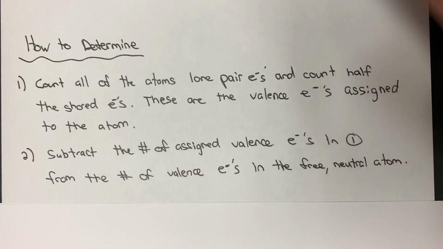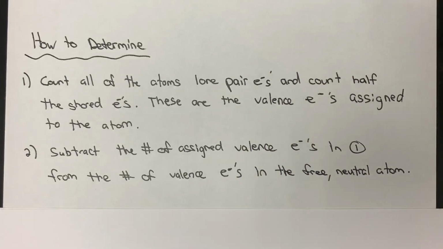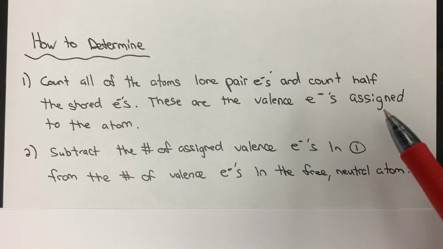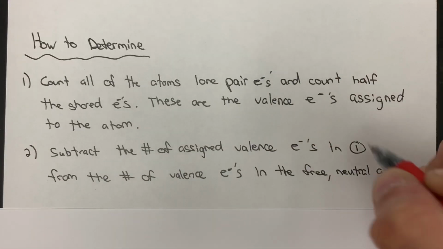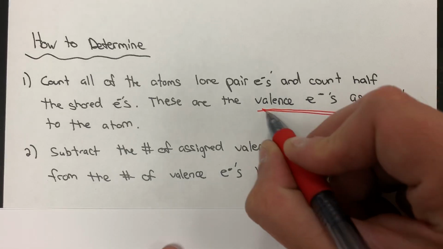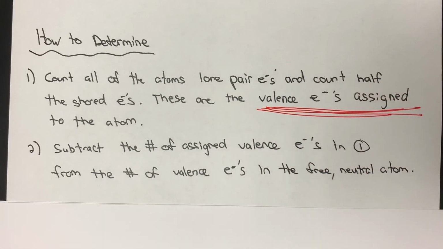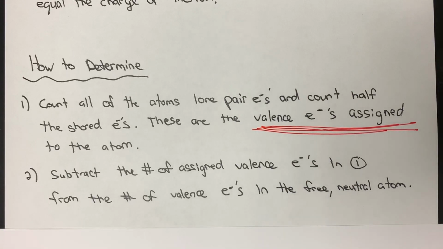So how do we determine this? What are the rules for determining formal charges? And again, we'll see these in action here in a second. The first thing we want to do is count all the atom's lone pair electrons. Okay, and then we're also going to count half of the shared electrons. And this is what we call the valence electrons that have been assigned. Okay, so we have assigned electrons to specific atoms in the context of their Lewis structure.